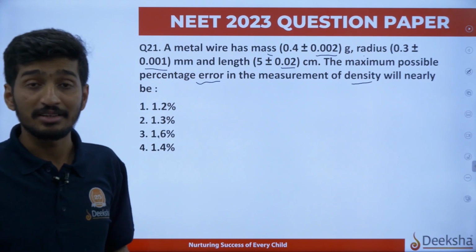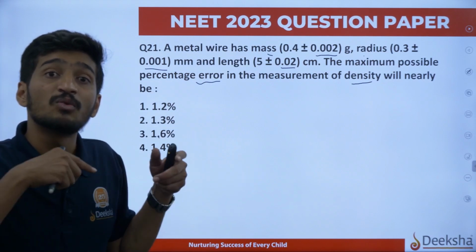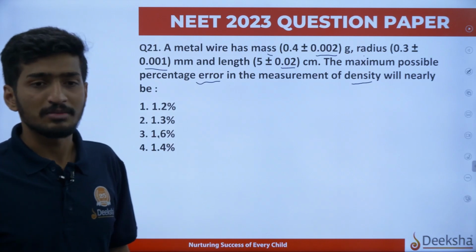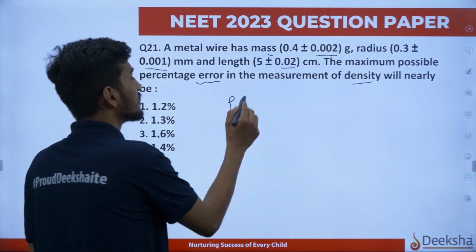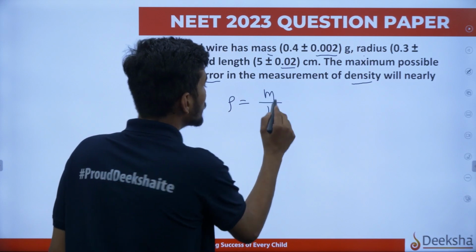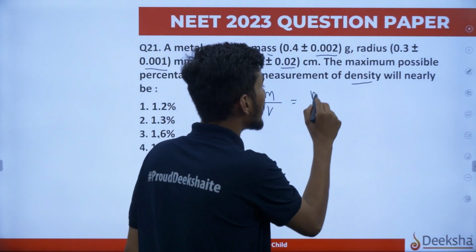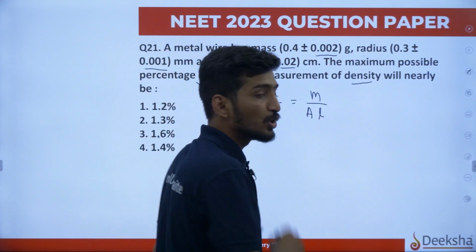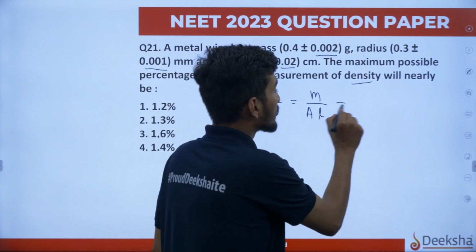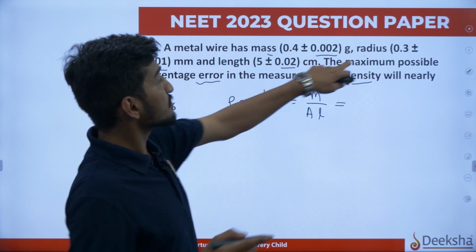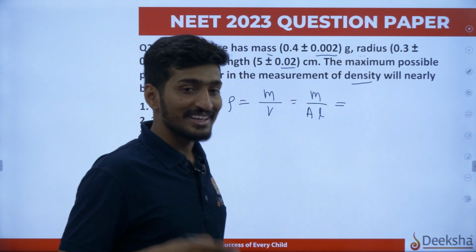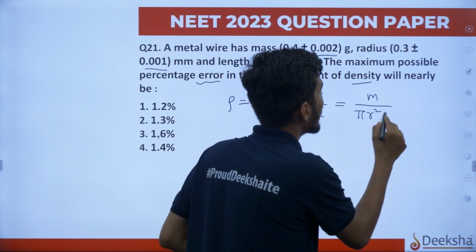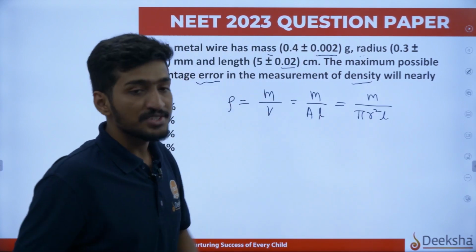Given that these are the errors you have, what will be the error in a dependent quantity like density, for example? What's the formula of density? Density is mass by volume. So basically in this context it will be mass by area into length. In this context, volume is area into length. Because once I know radius, I know area. Area is pi r square. So mass by pi r square L. This is what my density is.